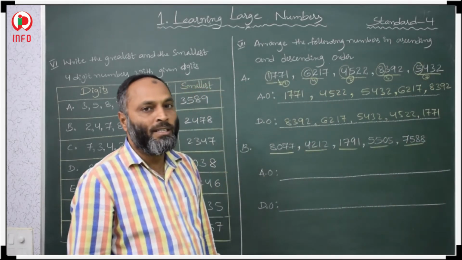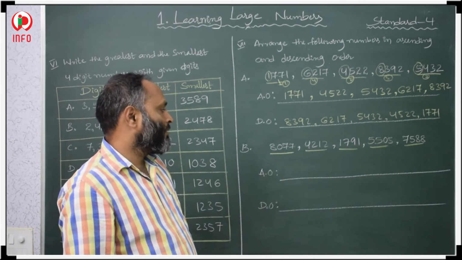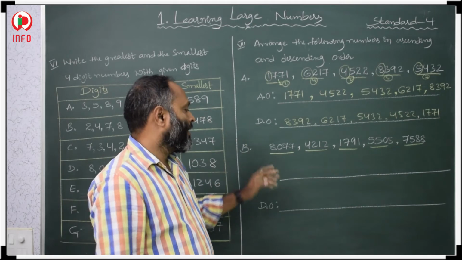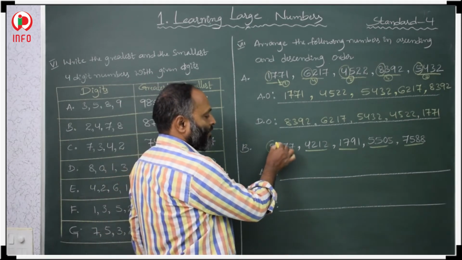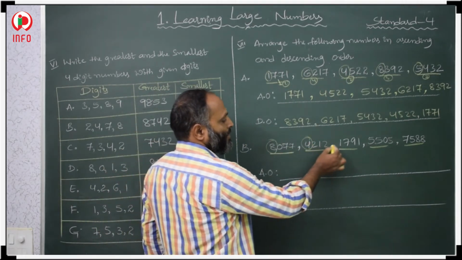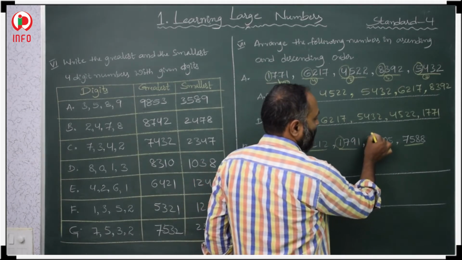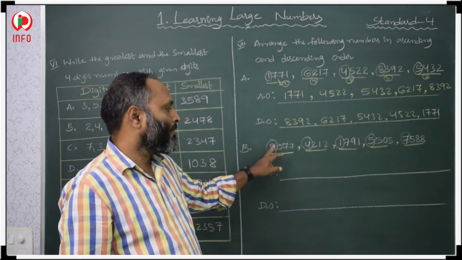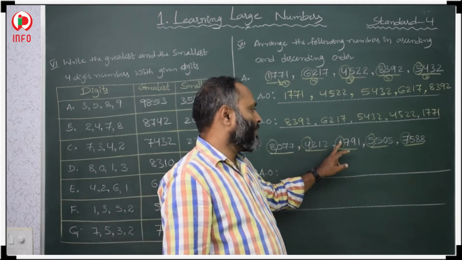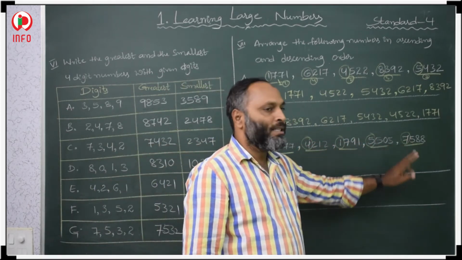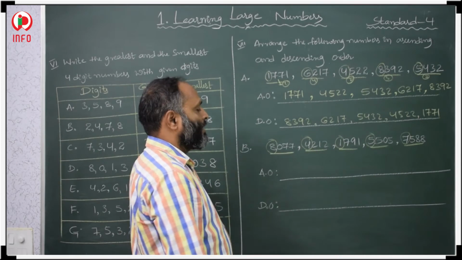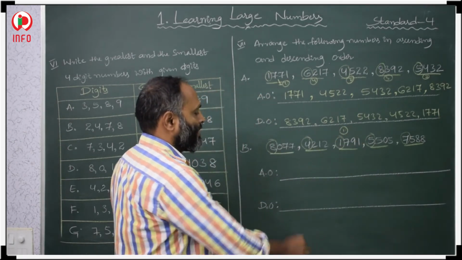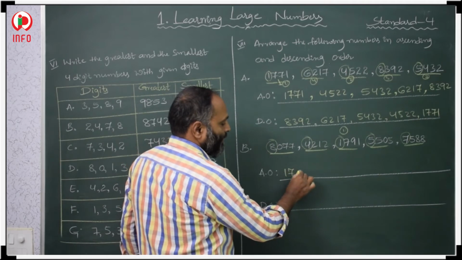If equal digits are there, then how to decide? First we go to the first place, from left to right. Left means the thousands place value. Here thousands place, thousands place, thousands place, thousands place, and thousands place. In the thousands place, first 8 is there, 4 is there, 1 is there, 5 is there, and 7 is there. In all, 1 is the first, the least one. This is first place. That is 1791.